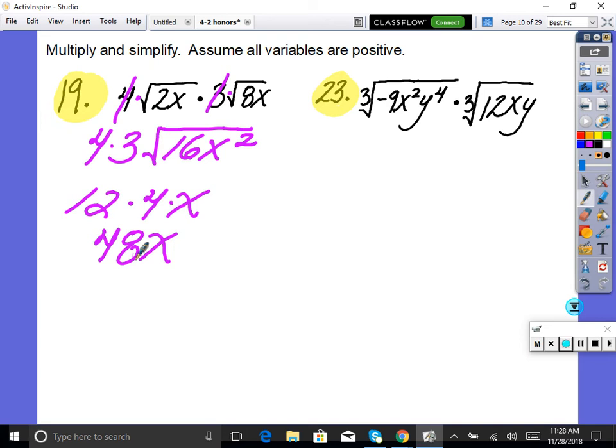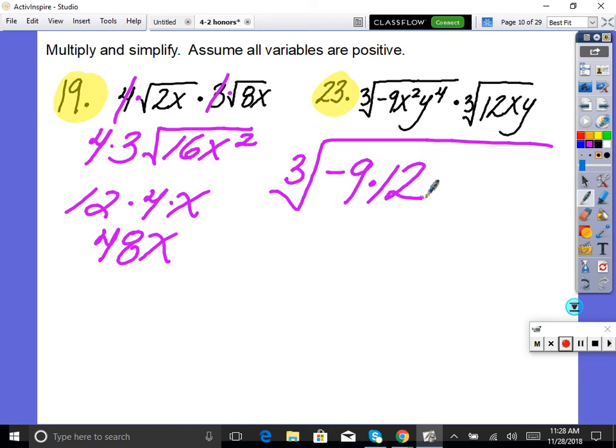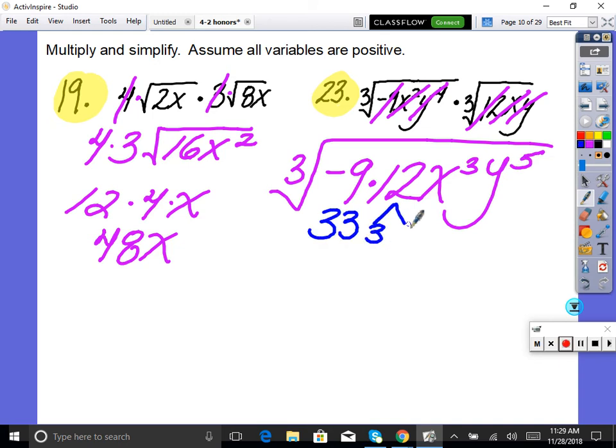So looking at number 23, they're both cube roots, so let's put them all under the same cube root here. So we have the cube root of negative 9 times 12. I order things together. Then I have x squared and x, so x cubed. Then I have a y to the 4th and a y, that's y to the 5th. And now I'm pulling out groups of 3. So 9 breaks down into 3 and 3, 12 breaks down into 3, and 4, 2 and 2. Pulling out groups of 3 and it's negative.